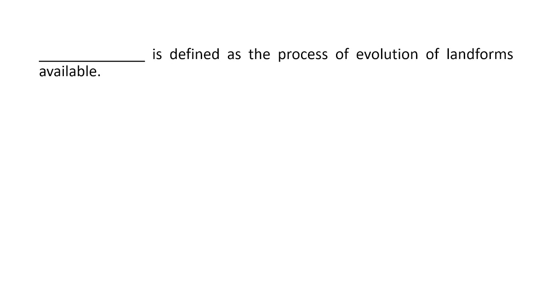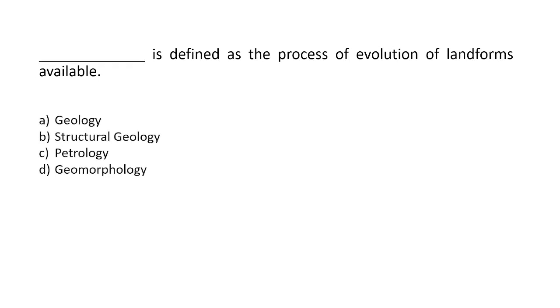Next question is, dash is defined as the process of evolution of landforms available. This we have discussed in the last slide, right? So which one of the options is defined as the process of evolution of landforms? Obviously, it is the geomorphology. First one, geology, we know it is the study of the stratification, whatever rocks and soils are there. And then is the petrology. Petrology, we know, is the study of the rocks, right? So the answer for the process of evolution of landforms will be the geomorphology. So the correct answer is D.